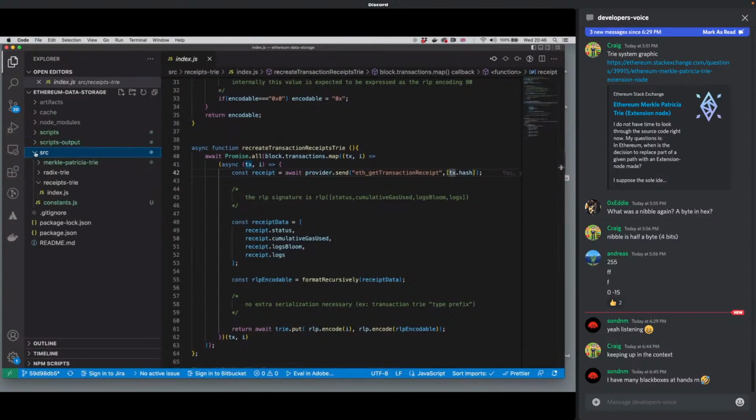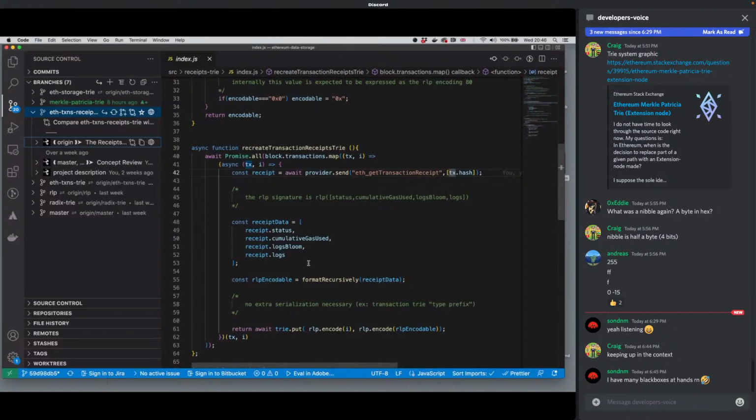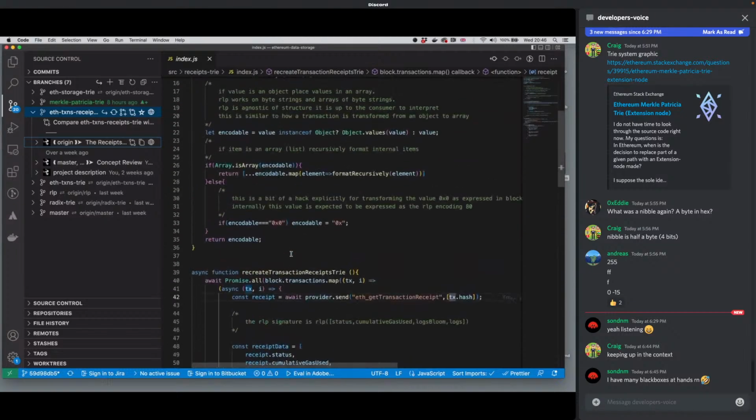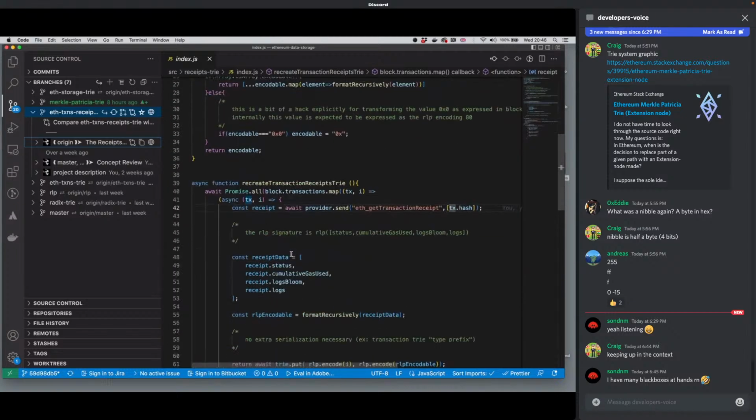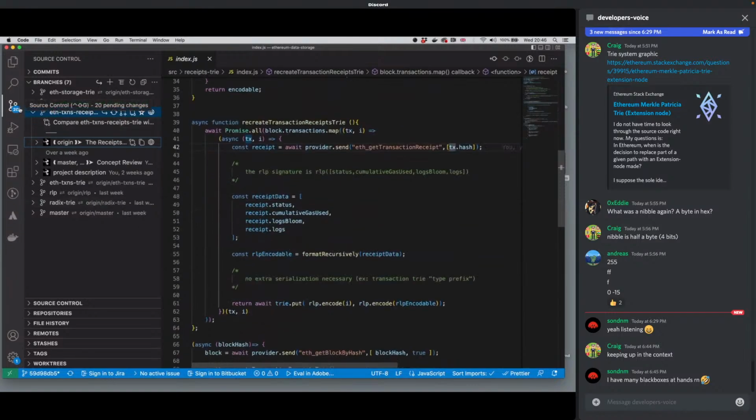All right, the receipt trie is out of the way. If you want to come and play with that as well, you can. All of it works. They're proving the root, and you can come in and mess with them.